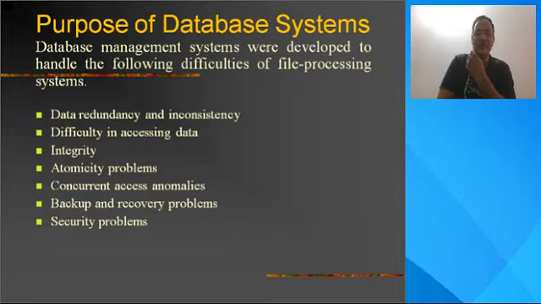Concurrent access anomalies: in the file processing system there are anomalies of concurrent access, meaning more than one user can access the data at a time. There is also a problem of backup and recovery in the file based approach. But in the database oriented approach, we can take a backup and we can recover our database. Security is one of the important problems in the file based approach, but by using the database oriented approach, we can make our database more secure.